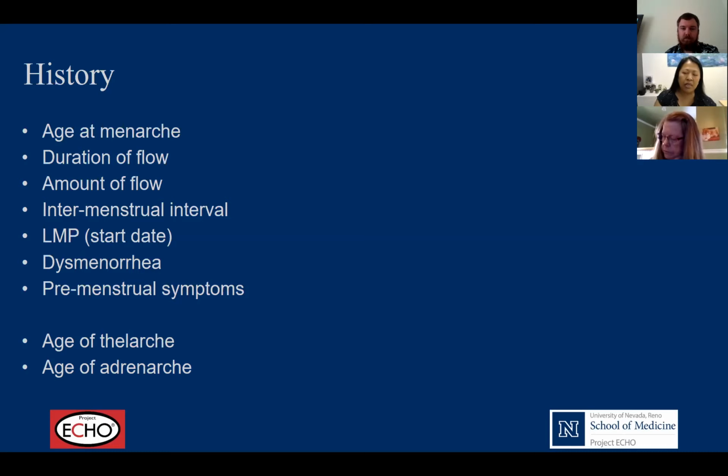How many times are they having a period in a given year? Are they having on average a period every month, or is it happening more often, or once every 3 months or more than that? That's important to know. Last menstrual period is also very important, so the first day that they started bleeding the last time is good information. Are they having any other symptoms? Are they cramping a lot? Are they having any premenstrual symptoms prior to bleeding?